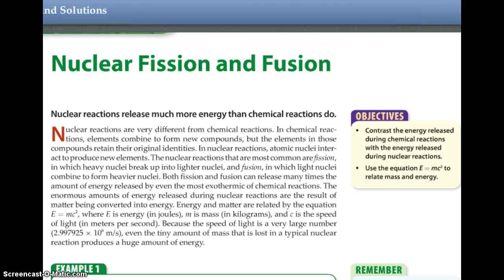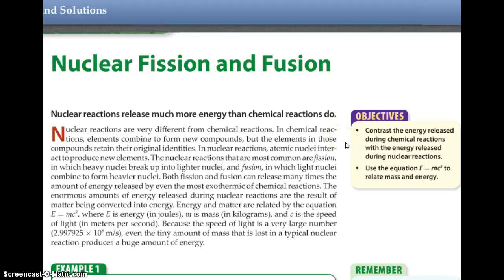The enormous amounts of energy released during nuclear reactions are a result of matter being converted into energy. Energy and matter are related by the equation E equals mc squared, where E is energy in joules, m is mass in kilograms, and c is the speed of light in meters per second. Because the speed of light is a very large number, approximately 3 times 10 to the 8th meters per second, even the tiny amount of mass that is lost in a typical nuclear reaction produces a huge amount of energy.